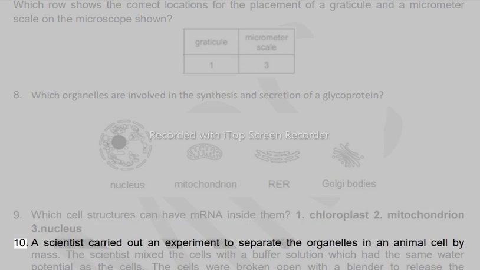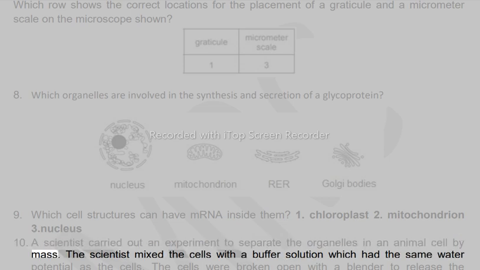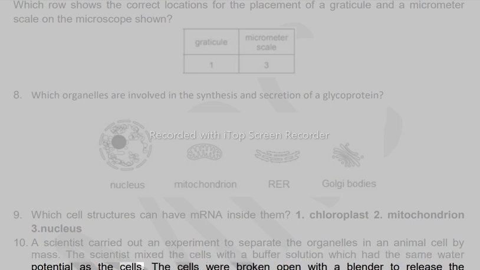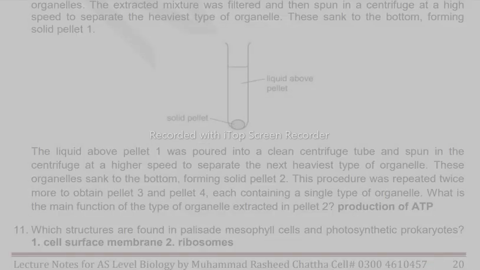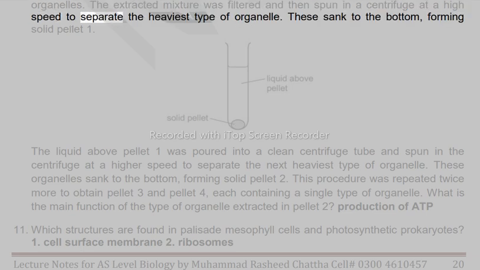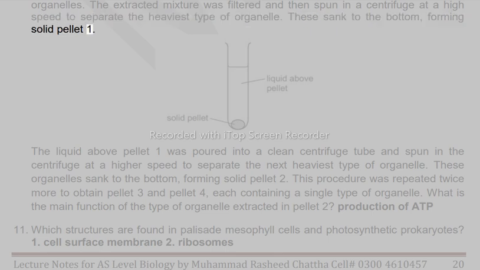10. A scientist carried out an experiment to separate the organelles in an animal cell by mass. The scientist mixed the cells with a buffer solution which had the same water potential as the cells. The cells were broken open with a blender to release the organelles. The extracted mixture was filtered and then spun in a centrifuge at a high speed to separate the heaviest type of organelle. These sank to the bottom, forming solid pellet 1.